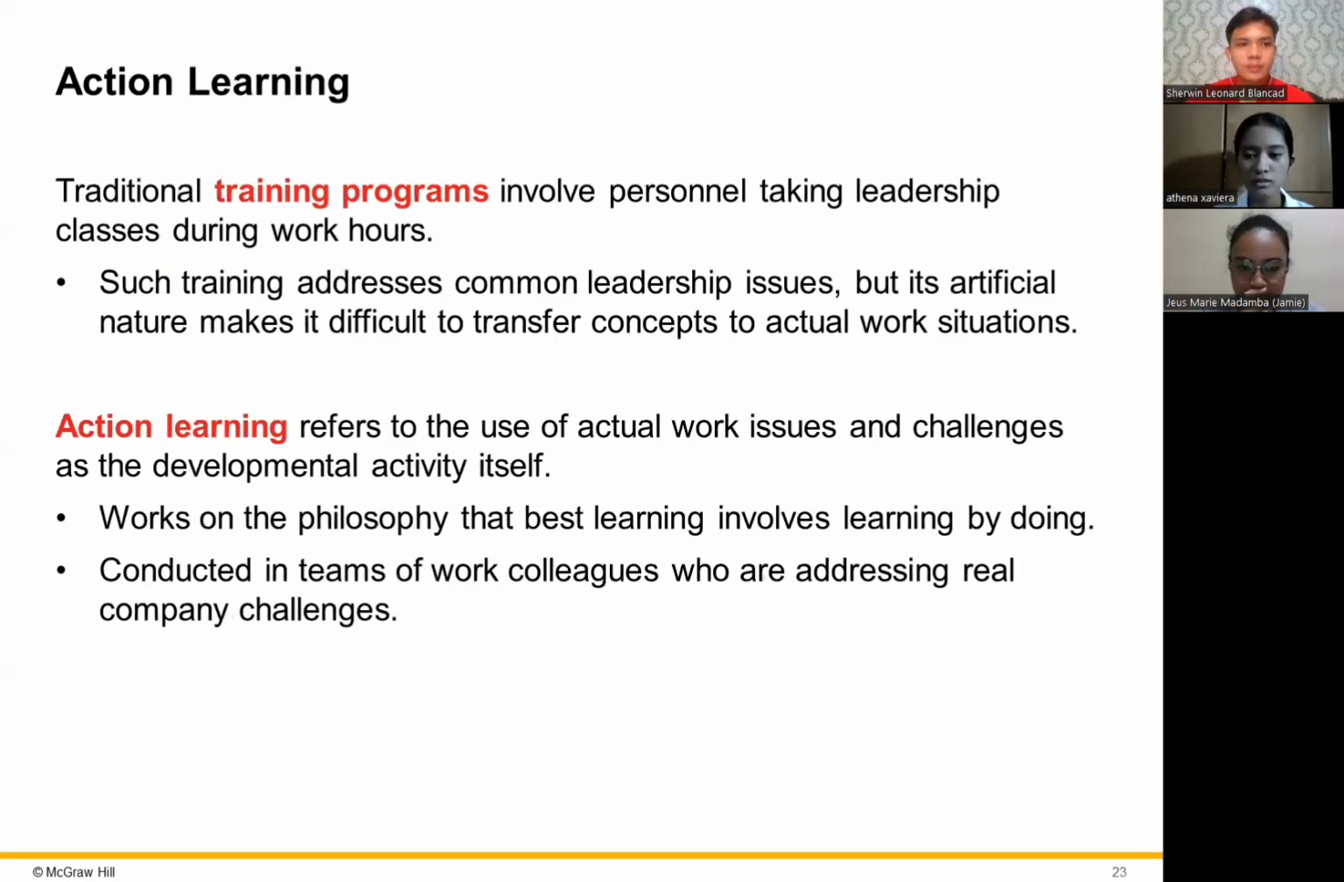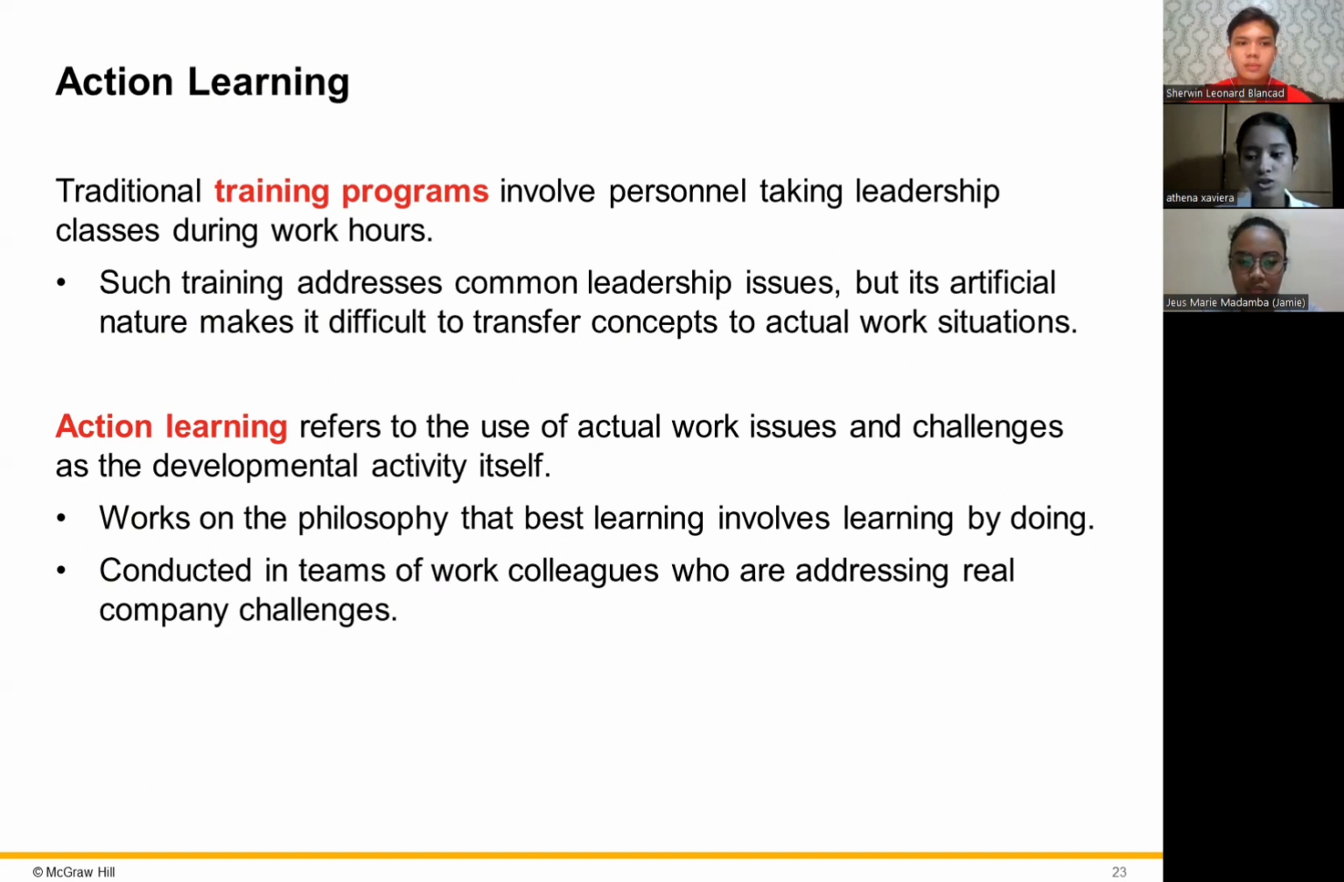Action learning. Training programs are a process of personnel taking leadership classes during work hours. It's a carefully thought out pattern and combination of tasks intended to give the employees the knowledge and abilities they need to become better professionals. The main reason why training programs are important is because they improve the job performance of an individual and as a group. These programs would help the employees to advance and improve their knowledge and skills, and also to instill great motivation in the employees to help them enhance their job performance.